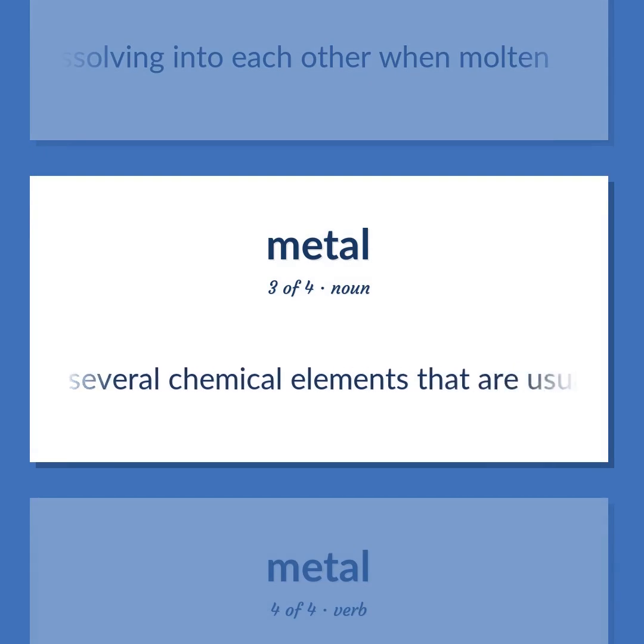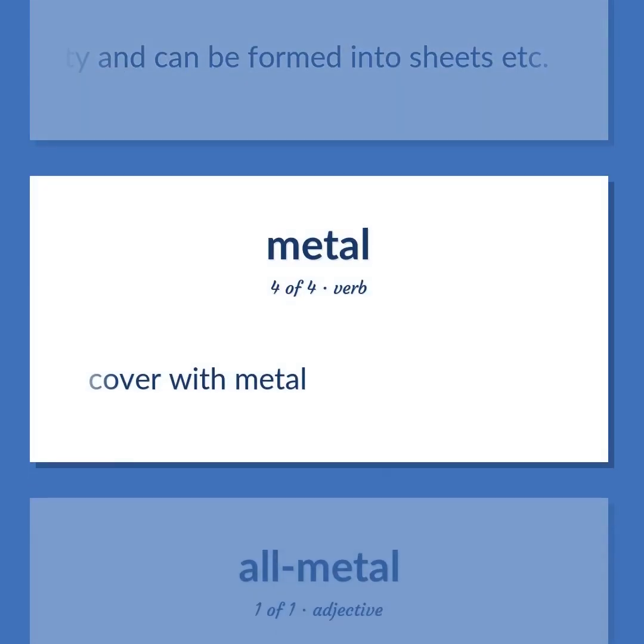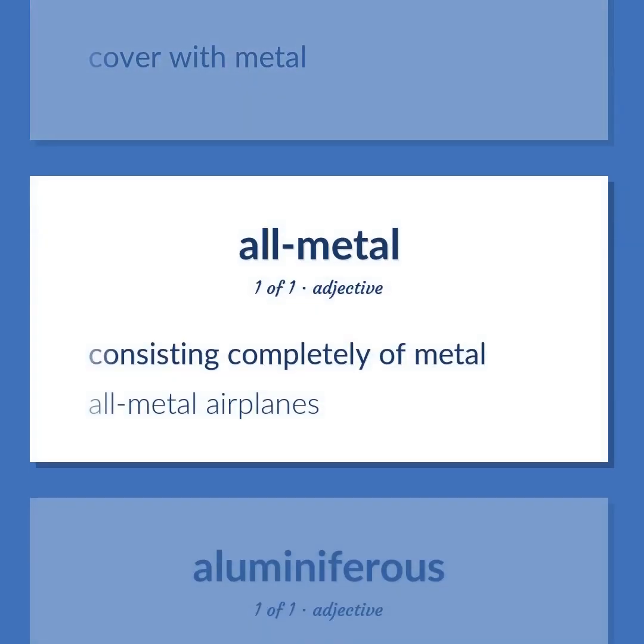Any of several chemical elements that are usually shiny solids that conduct heat or electricity and can be formed into sheets, etc. Cover with metal. Consisting completely of metal. All metal airplanes.